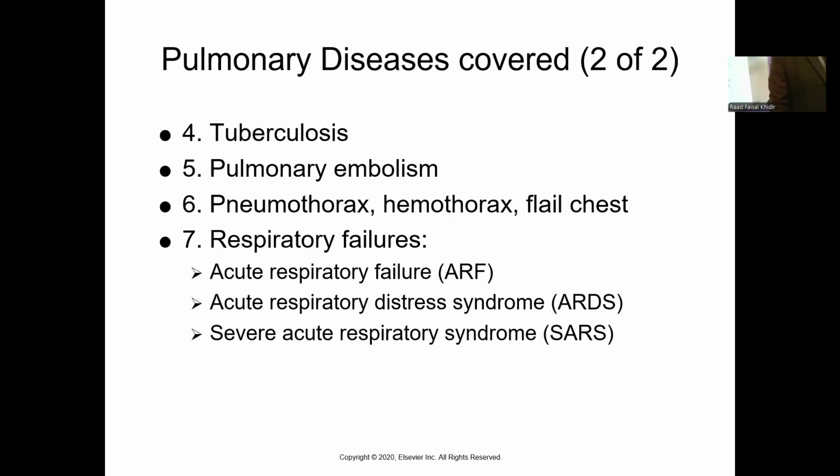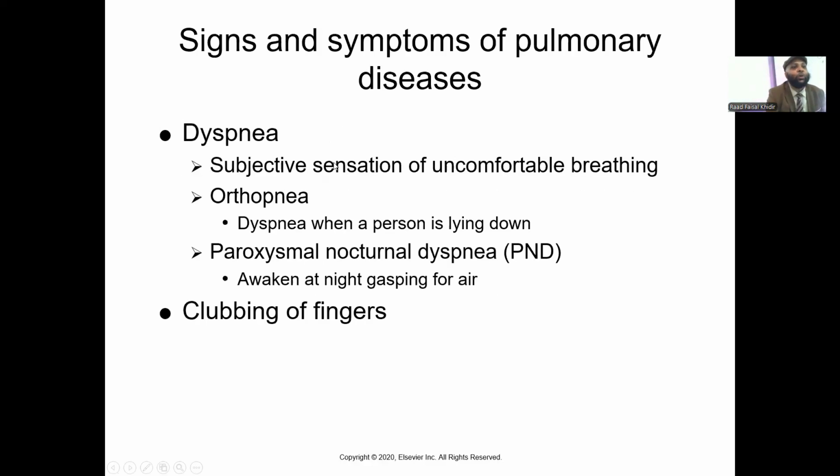And then there's pneumothorax, hemothorax, flail chest, where there's an injury to the integrity and the structure of the respiratory tract. And there's severe acute respiratory syndrome, SARS, we will talk about that. So we need to understand that respiratory diseases can have shared signs and symptoms.